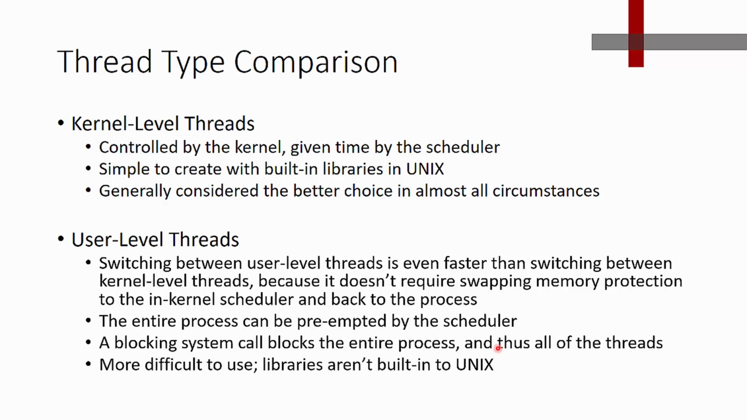One major disadvantage is that the entire program that contains all of these user level threads can be preempted by the scheduler, and maybe some other process has to run on that CPU, so the entire process can get unloaded. So a blocking system call that happens on your process can also block the entire process. You don't get to separate it out into separate little threads. And they're much more difficult to use, and the libraries are not built into Unix for doing these.